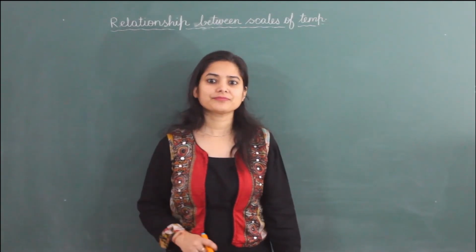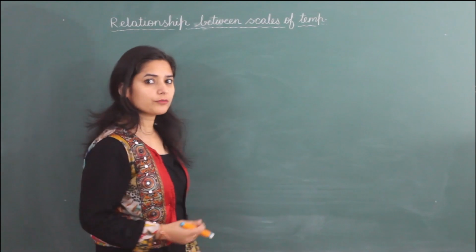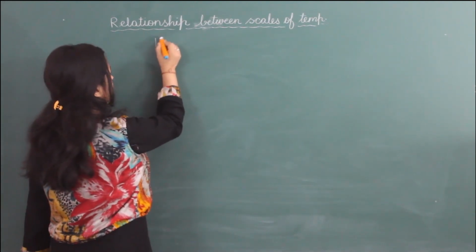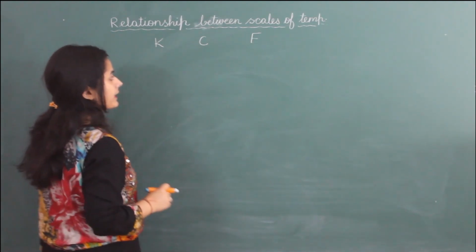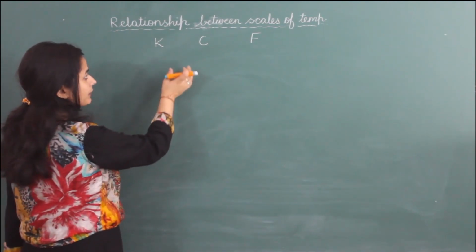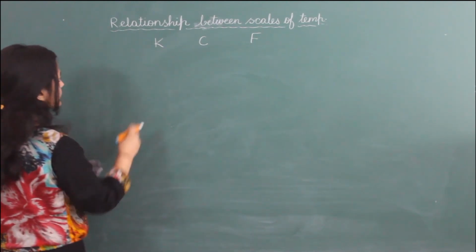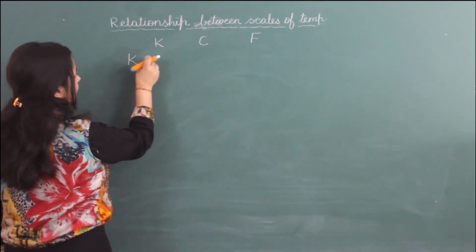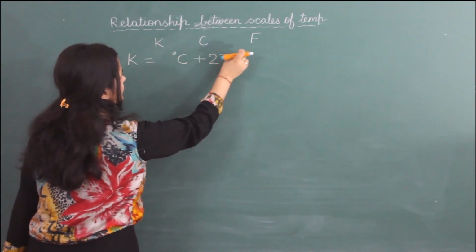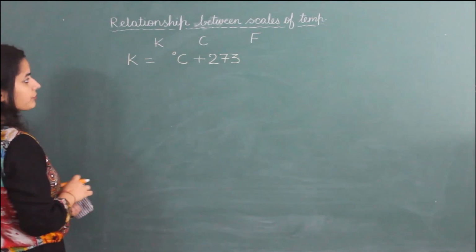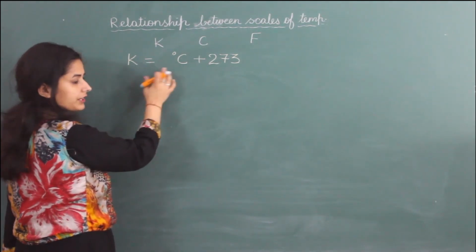Good morning students. In the last topic we covered different temperature scales: how we can measure temperature on the Kelvin scale, Celsius scale and Fahrenheit scale. And I showed you how to convert Celsius into Kelvin. The formula is Kelvin equals degree Celsius plus 273. That means if I have to convert Celsius into Kelvin, I have to add 273.